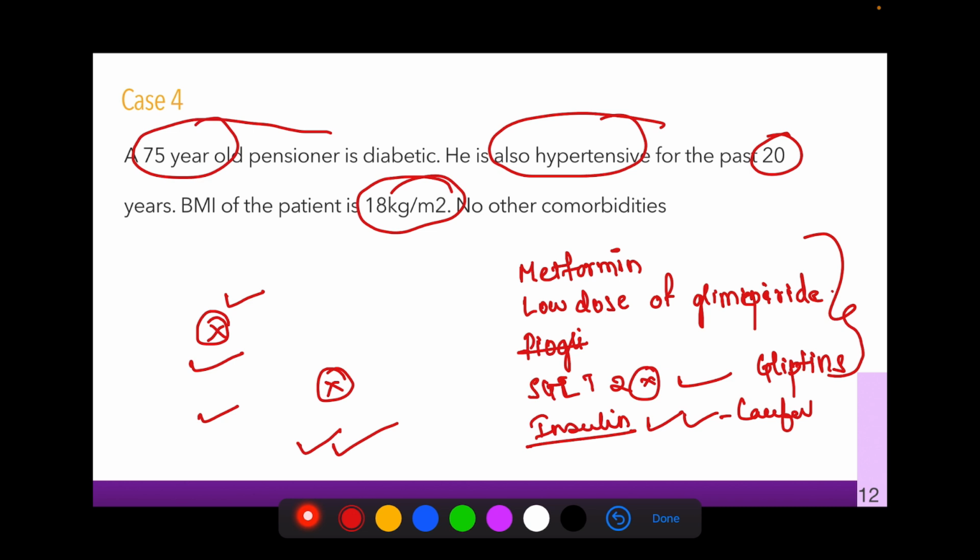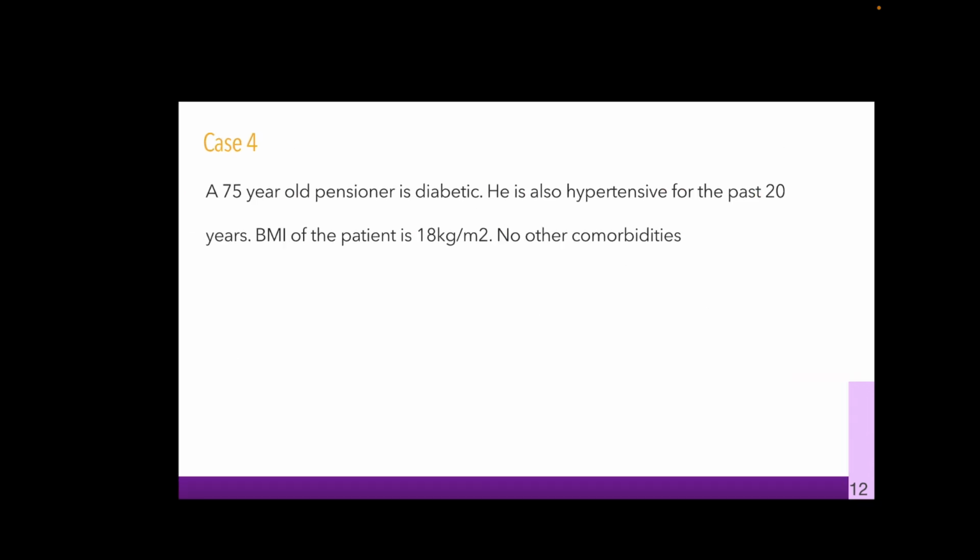So these are the cases. From the next video, we'll go in depth about each class of medications. That's it.